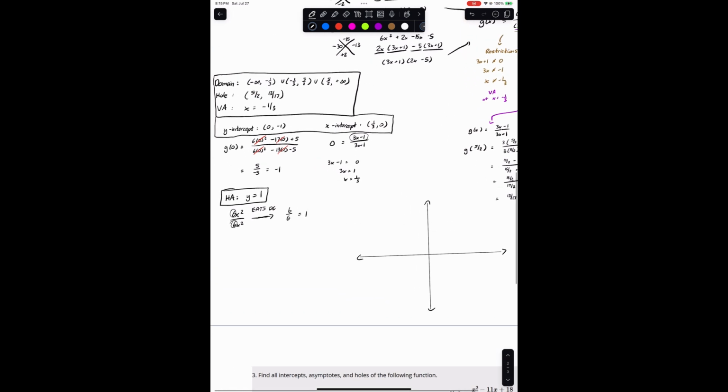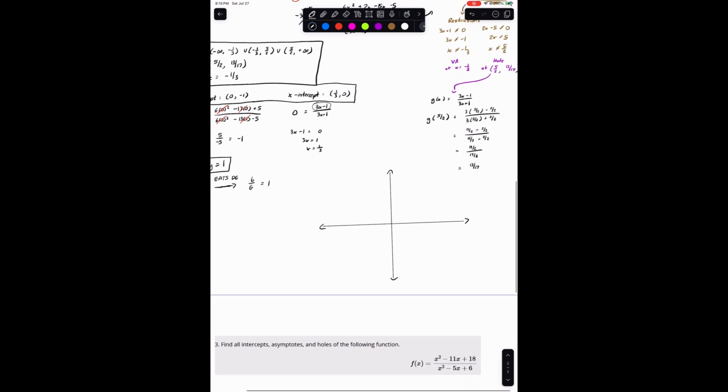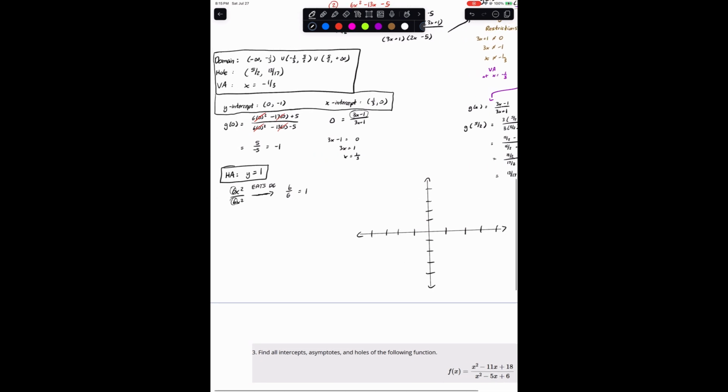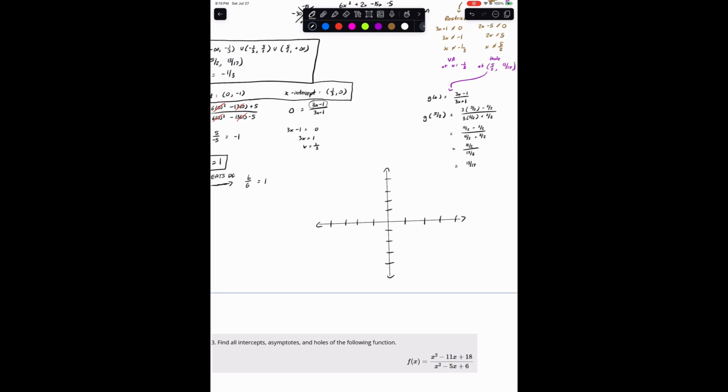So I'm going to look at my values real quick, just to make sure. I probably don't need that much. Okay, so 1, 2, 3, 4. I like drawing my asymptotes first. So horizontal, y equals 1 is right here.